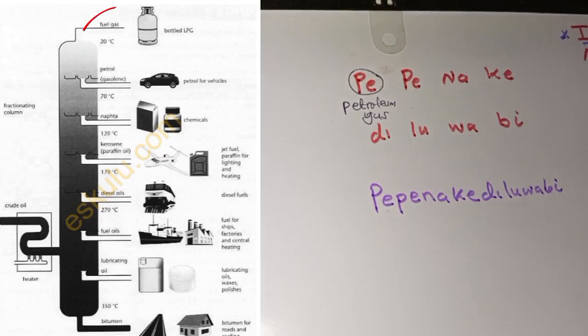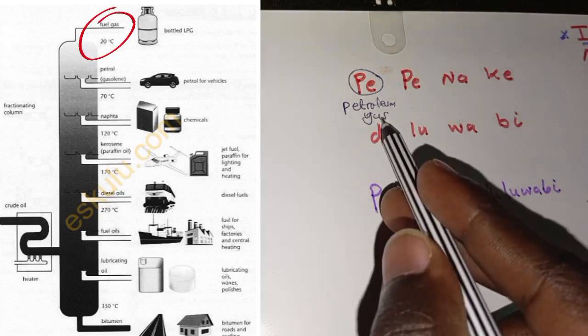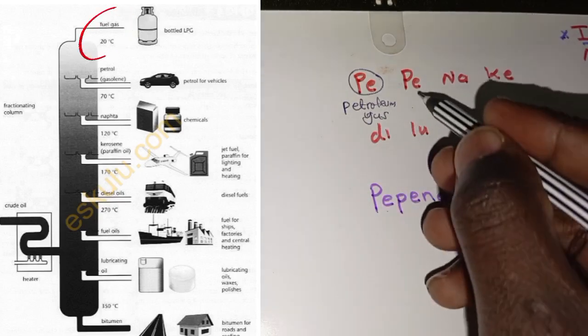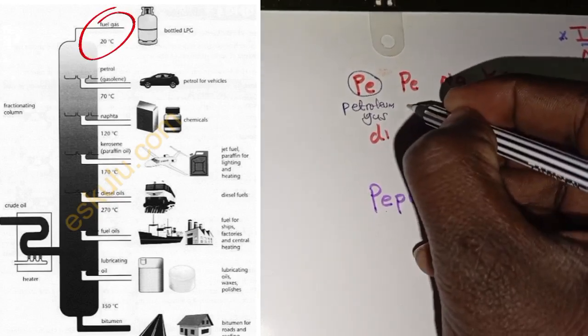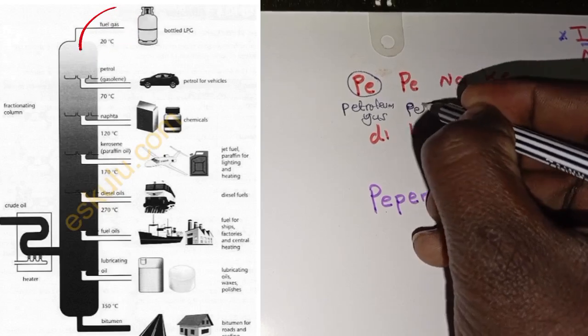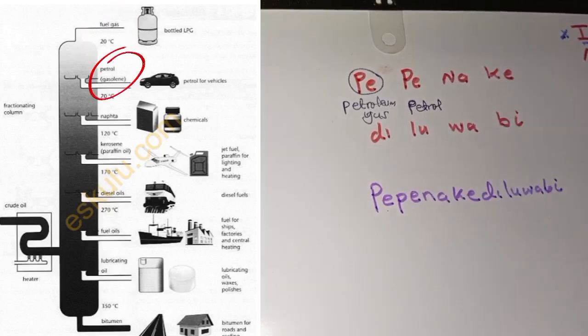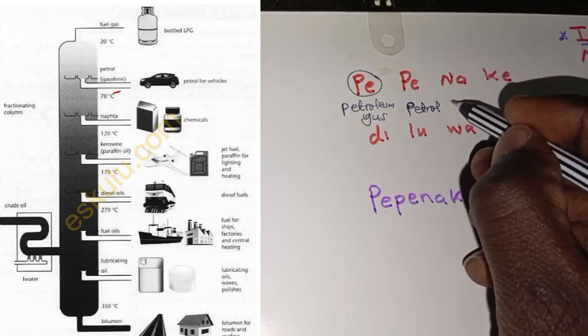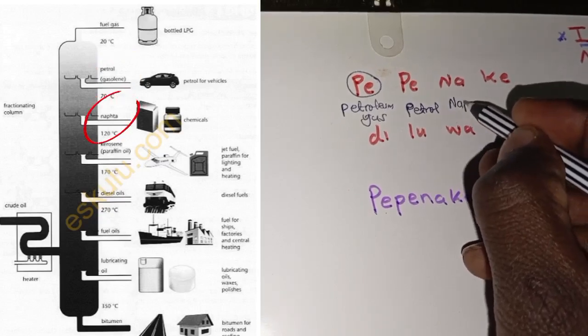Okay, now this petroleum gas, it is also known, they've written it as fuel gas. So fuel gas is petroleum gas. Then the next one is petrol, which is also known as gasoline. Then I'm sure you guessed that correctly, it's naphtha.